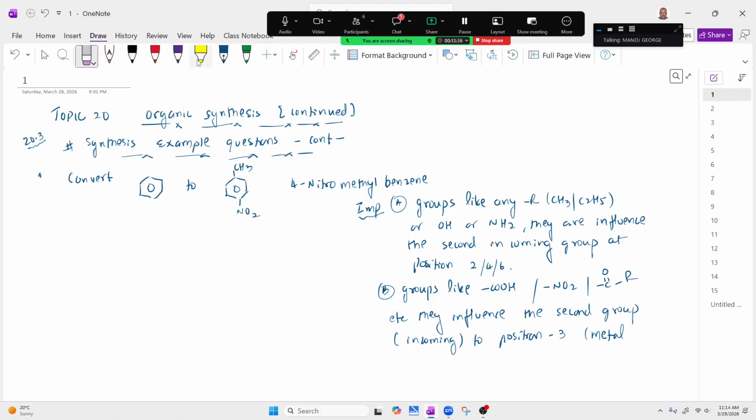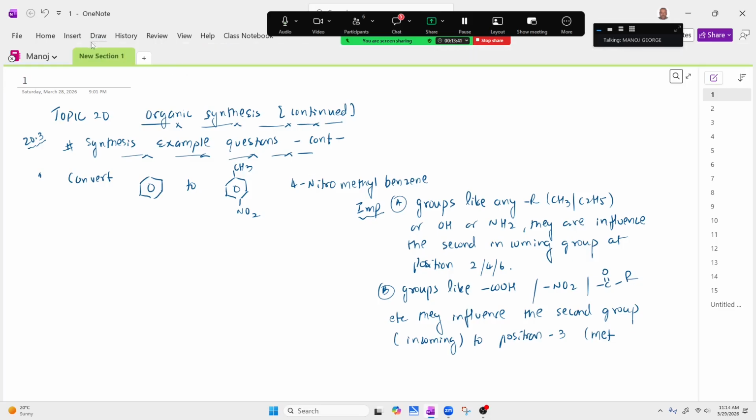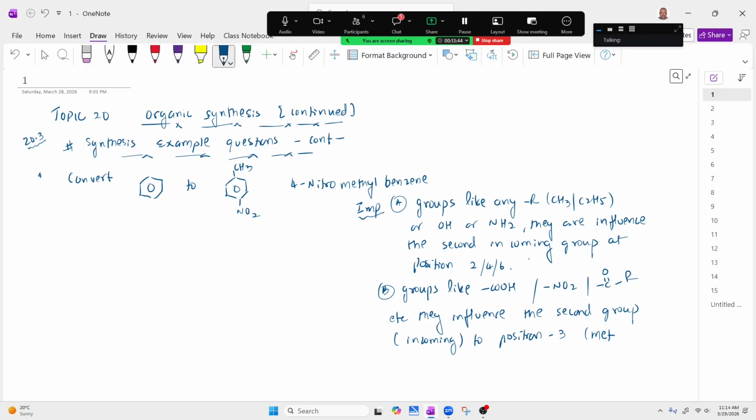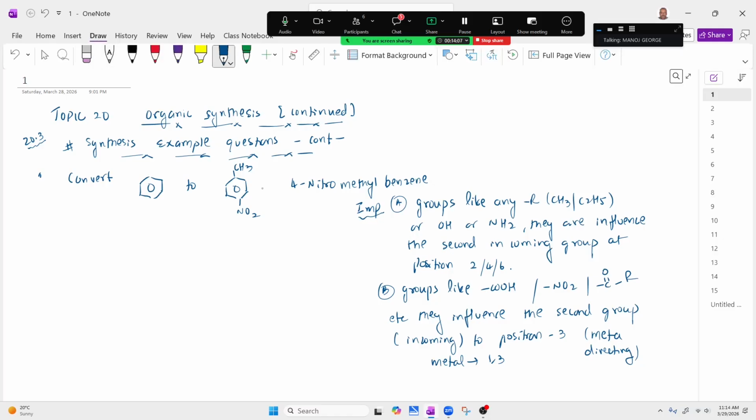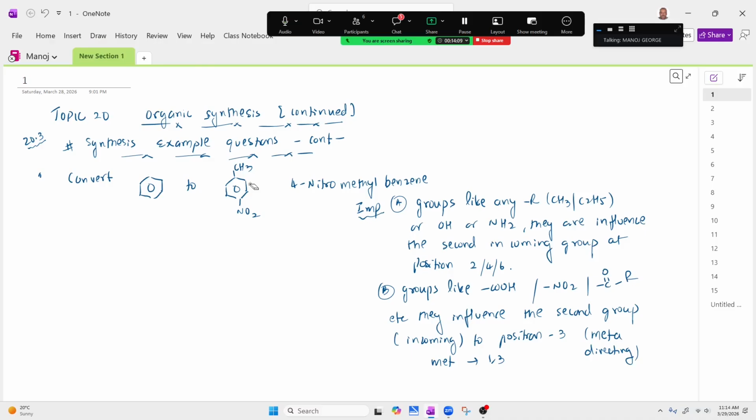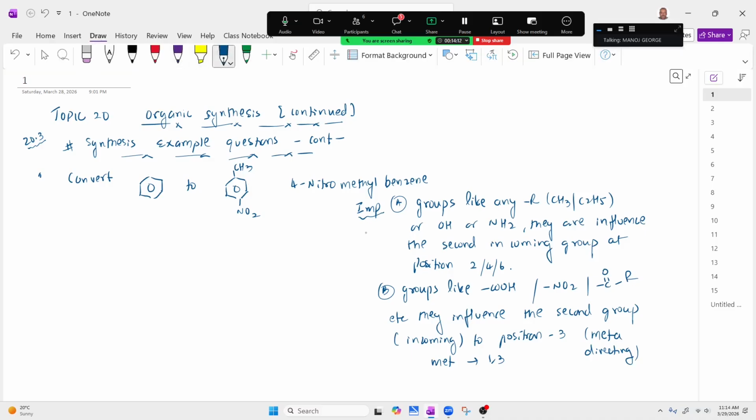Meta directing. So, not metal, sorry. So meta directing. Meta means position 1 comma 3. So 1 is already at nitro or acid, or somebody is already at position 1. The next one comes at position 3. I don't know why I'm constantly writing metal here for some reason. So this is referred to as the meta position there.